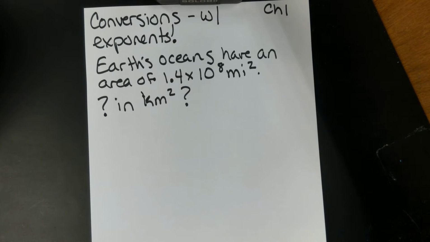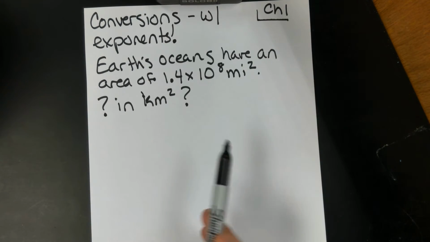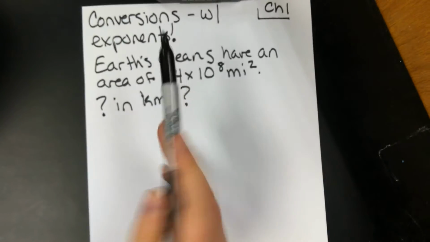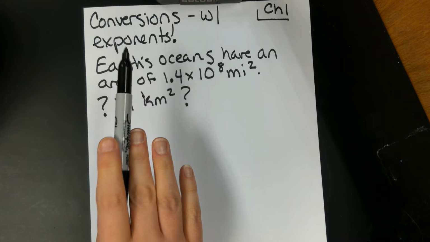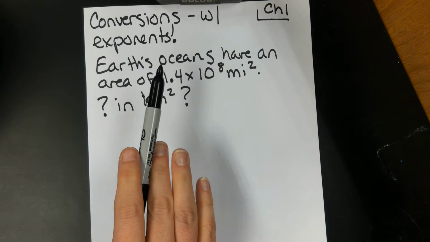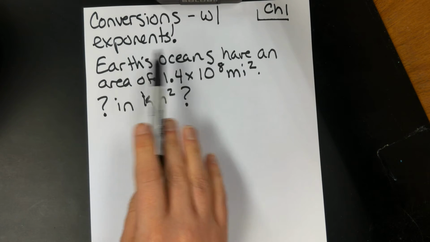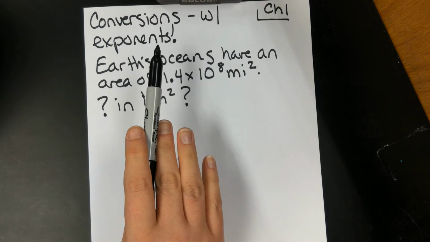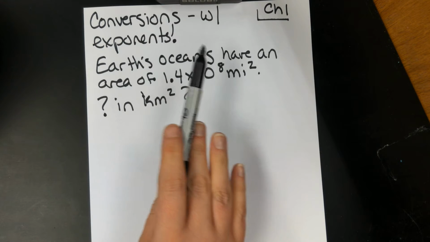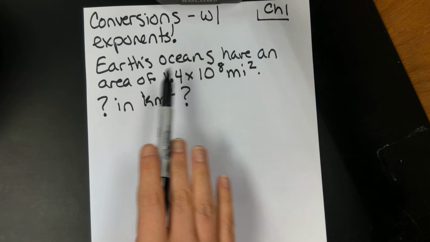So, we're going to do another chapter 1 video, and this one is for conversions. Doing a direct conversion, length to length, is pretty easy. Density to density, that's another thing. But what if we have an exponent on our conversion? What if I need to go from a volume to a volume, or an area to another area?